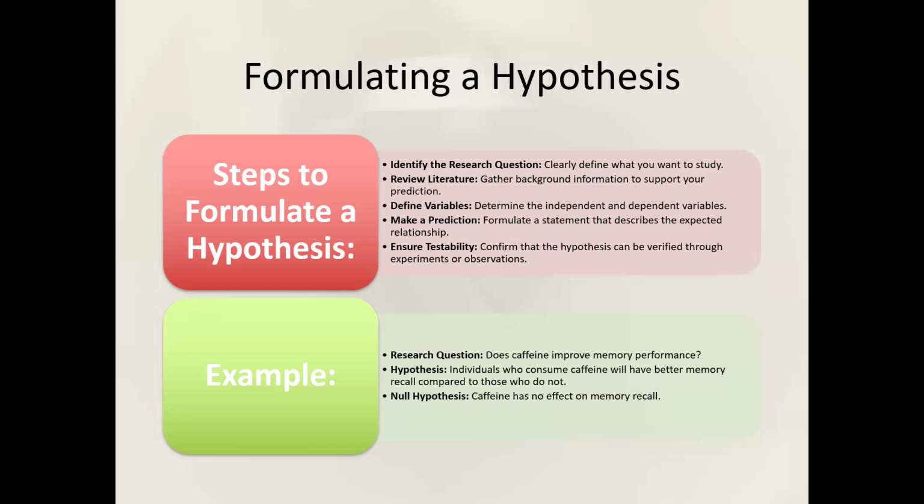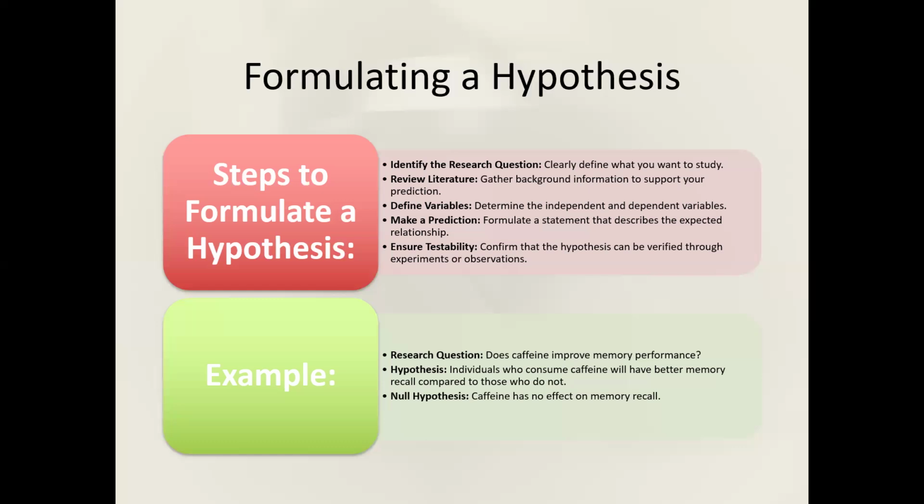Now after all these things, you have identified the research question, you have done the literature review, clearly mentioned your objectives, and you have defined variables, and then you have to make a prediction. This prediction is called a hypothesis, and this prediction is to formulate a statement that will describe the expected relationship that you want to study.